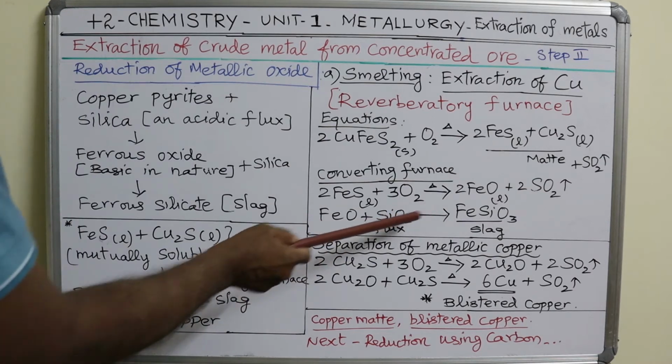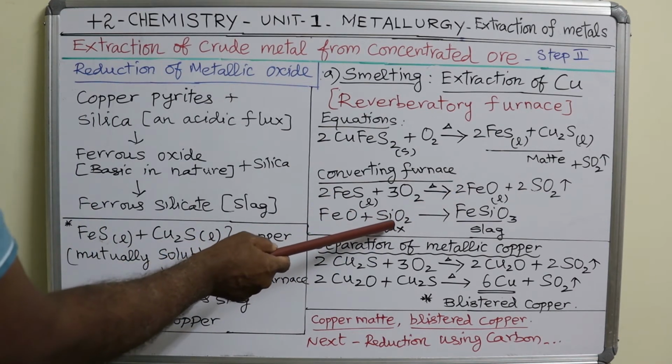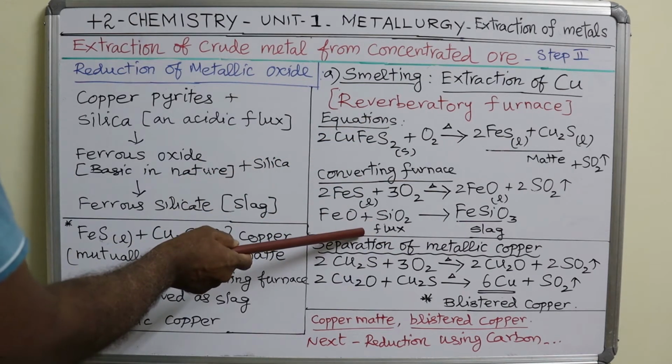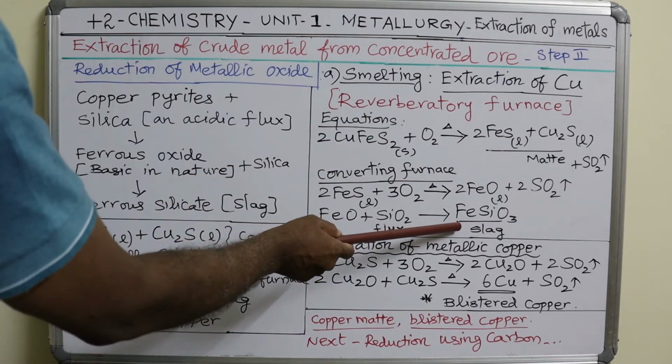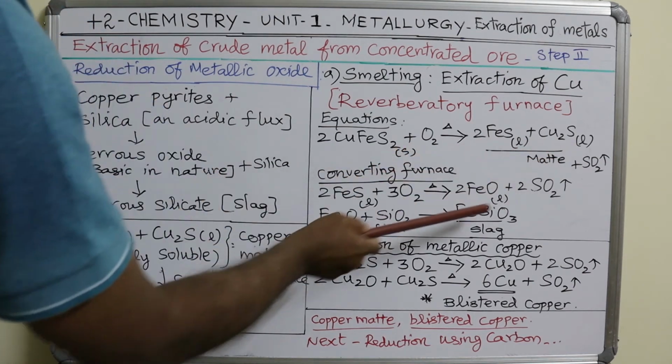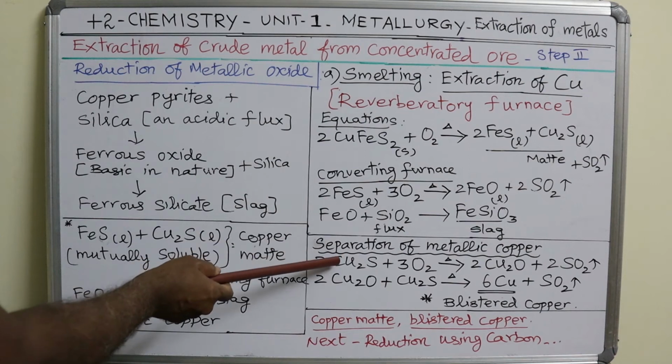This ferrous oxide which remains here reacts with the flux, which is acidic in nature, and is converted into slag. So these three equations are very important equations in which slag is removed as well as iron is removed, and the copper sulphide alone remains in liquid form. That is taken in the next step.